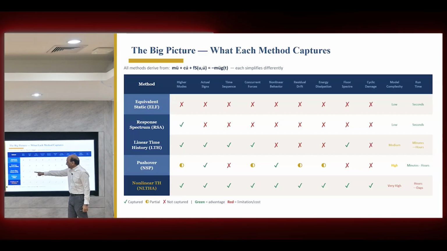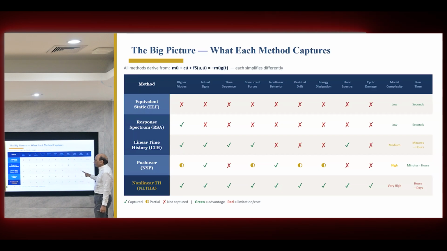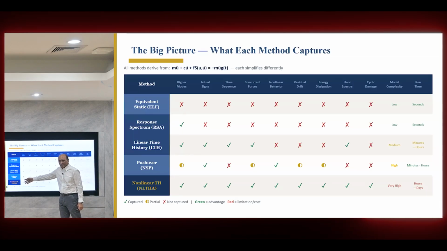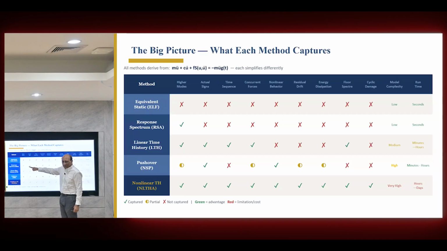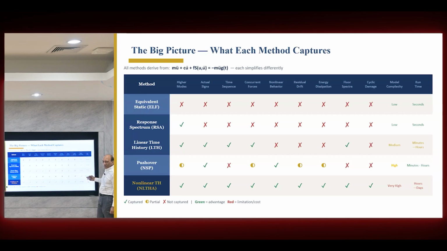Linear time history captures a lot of the things that we saw earlier. Now the complexity is medium because you have to get the ground motions, scale them, add them, run it, and process more results. It takes minutes to hours. Pushover considers more, and some things it considers partially, depending upon which pushover method you use, because there are so many. Linear time history is only one, response spectrum is only one, but this is many, so it depends on the method. It considers many things but starts to lose some here, and it may take minutes to hours.